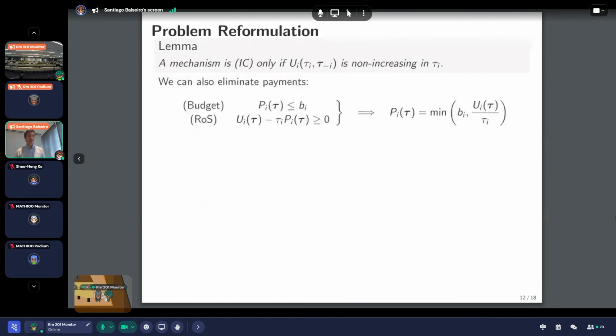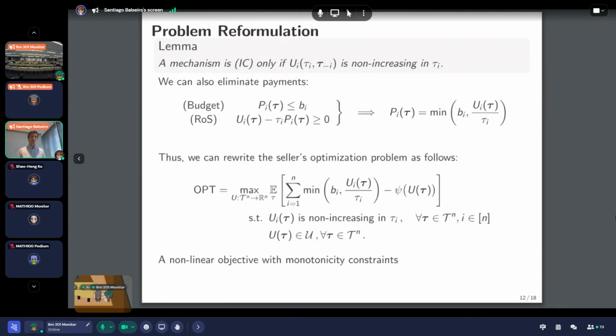So that's why we allow your payoff to be increasing in this way. And then we can also eliminate payments. If you look closely at the budget and return on spend constraints, you're going to find out that these provide upper bounds on the payments. And then if you take the payments to be just the minimum of this upper bound, that is, the budget and the value over tau, then we can always choose payments in this way. And why are we going to do it? Because if we're maximizing payments, we're going to make them as large as possible.